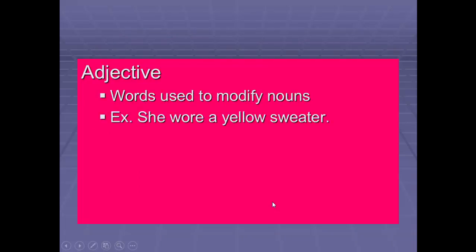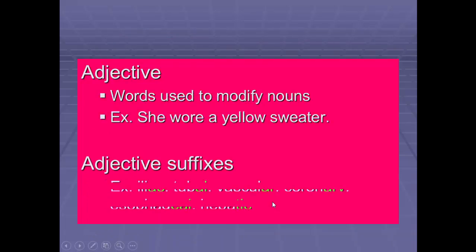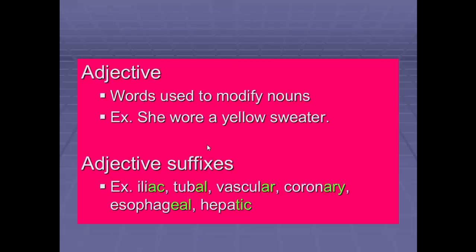There are adjectives that are used as suffixes, and if you haven't studied an adjective for a while, an adjective is a word that's used to modify a noun. So in the example, she wore a yellow sweater. Yellow is the adjective. It modifies sweater or tells about the sweater. So there are certain suffixes that we put on the end of terms to change them to their adjectival form.